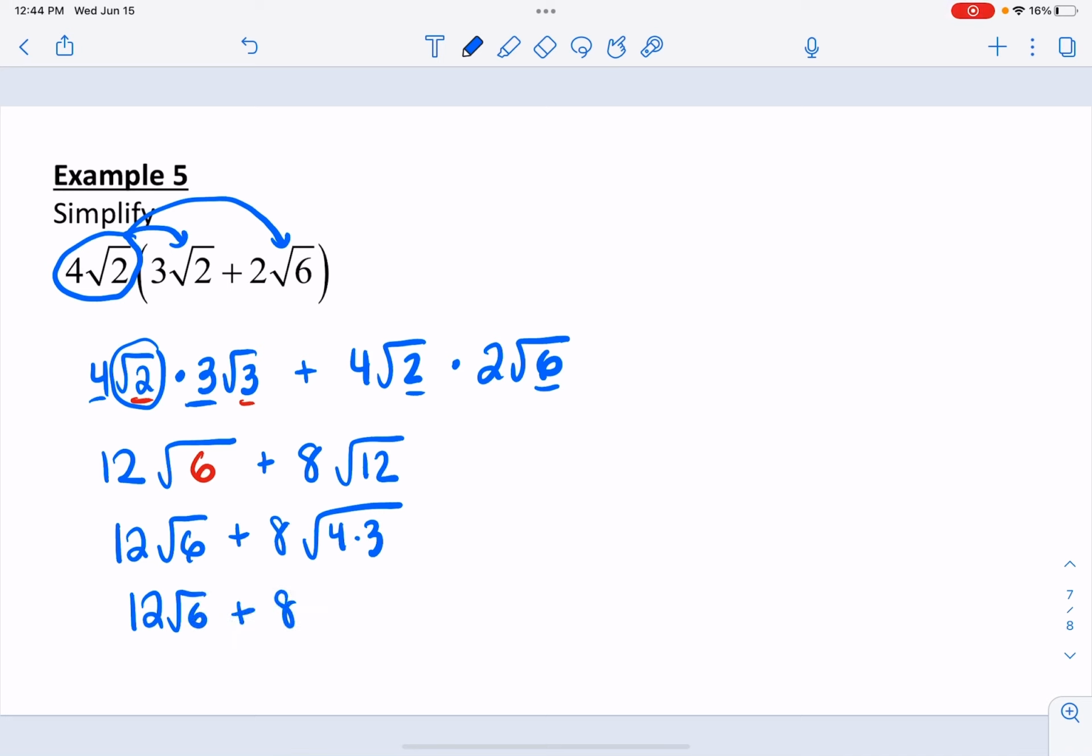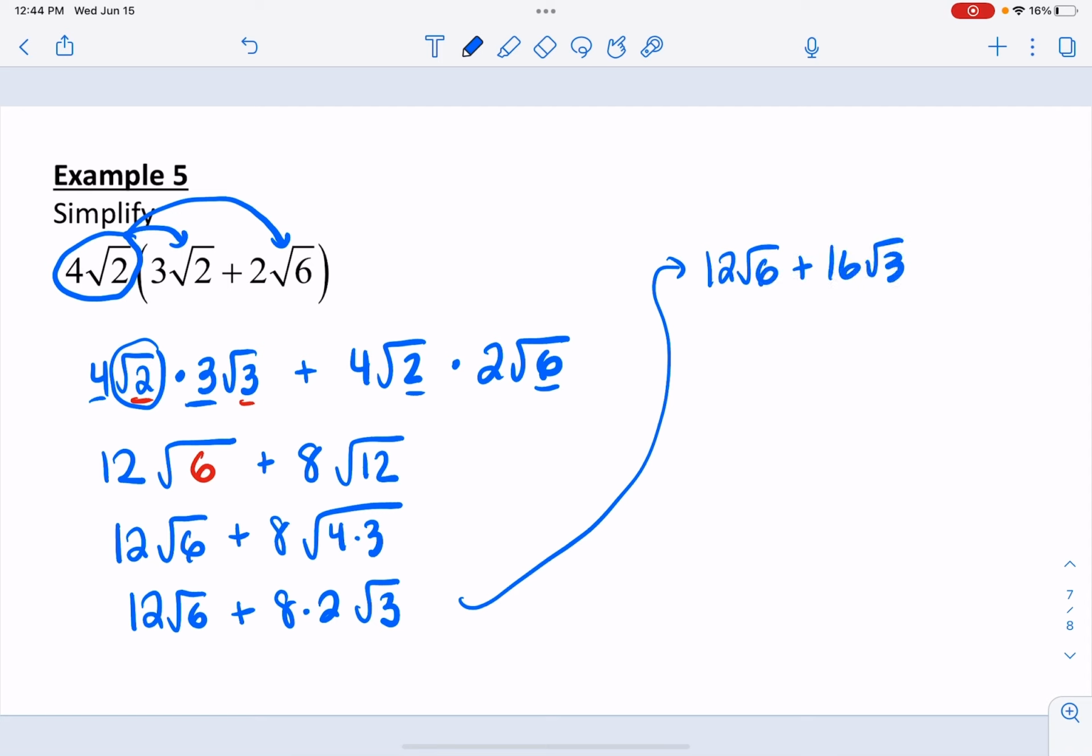4 can come out, become a 2 out in front of my radical. I'm going to continue it up here. I guess I could have written it down there. So that's what we get for that. And now under addition, I can't combine those radicals because the radicals are not the same thing. It's like having an x and an x squared.